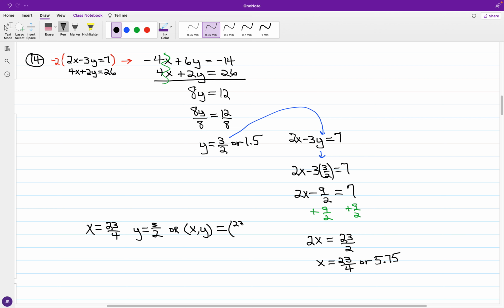Again, I know that Alex likes the ordered pair notation, so you have x and y. Decimals are also allowed.